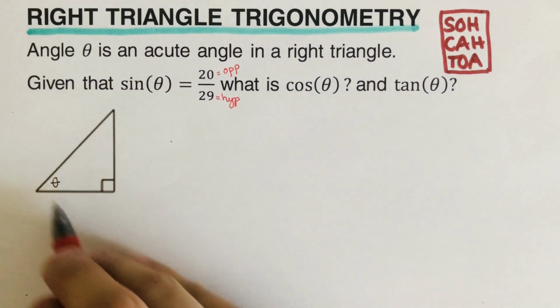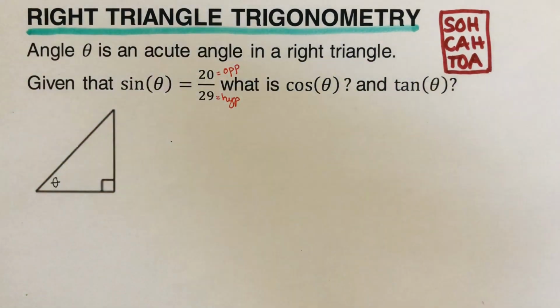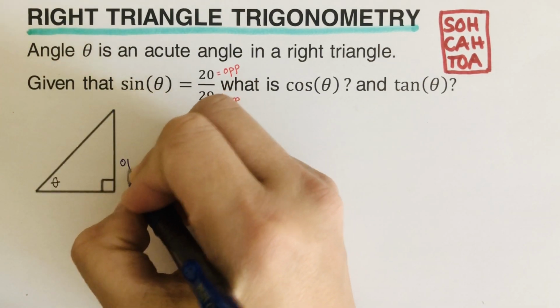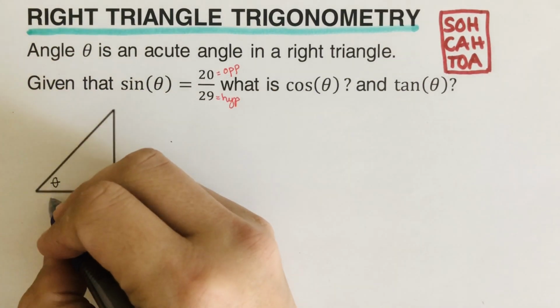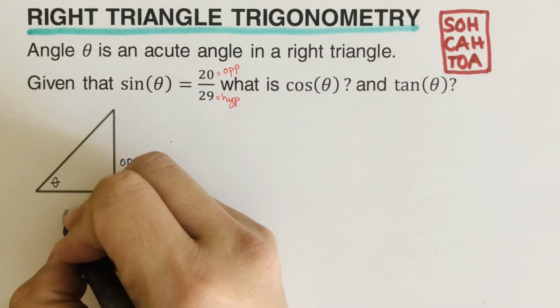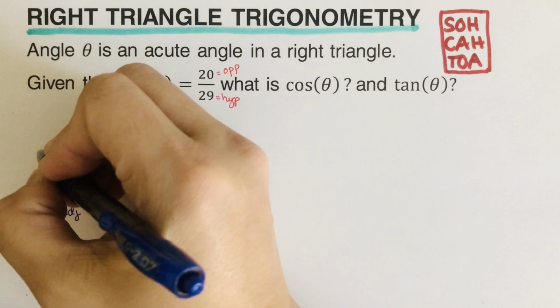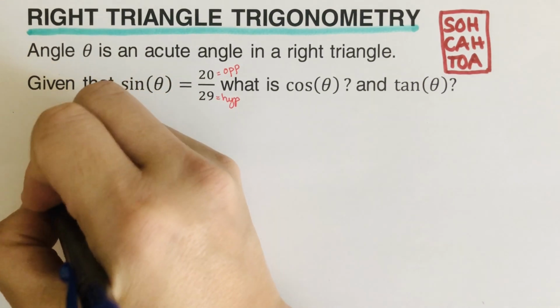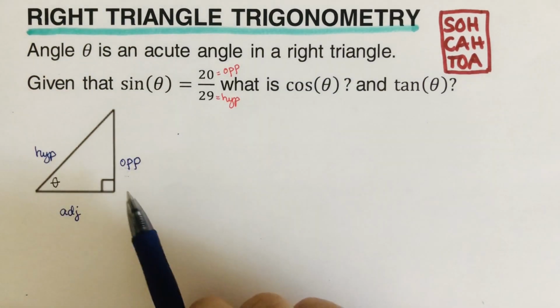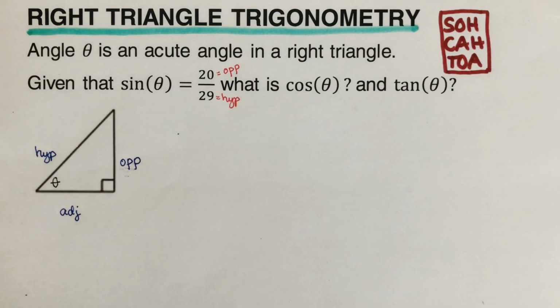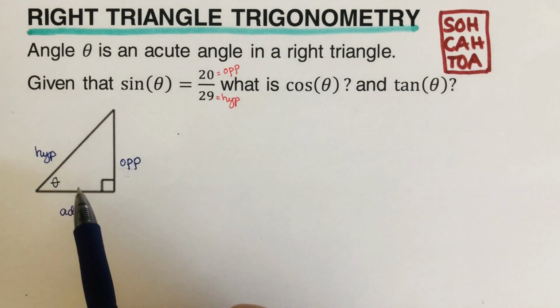Now let's label the parts here. This side right here will be the opposite. This side of the triangle would be the adjacent. And this side of the triangle right here is the hypotenuse. If you forgot how to label the triangle, how do we determine which one's the opposite, which one's adjacent, which one's the hypotenuse, there's another video on that. I will put the link of that video in the description box below.